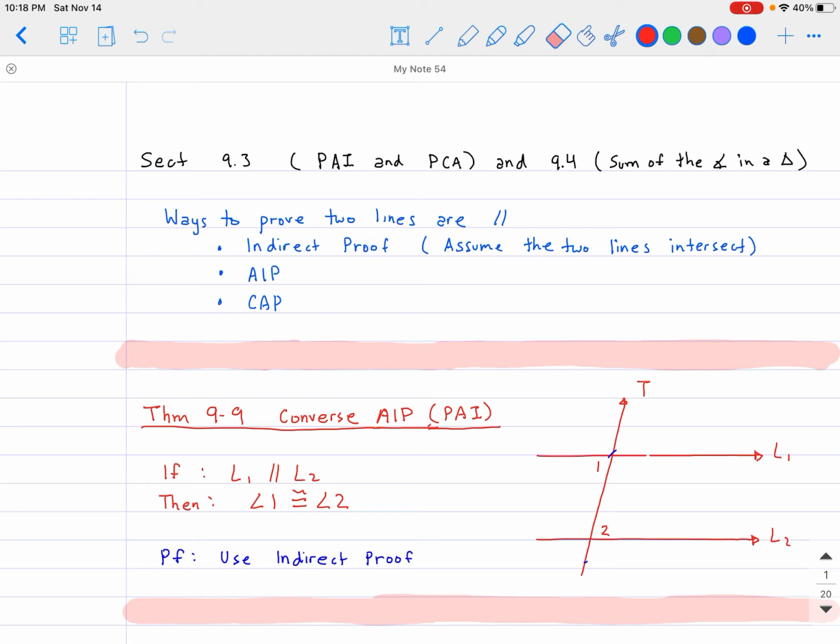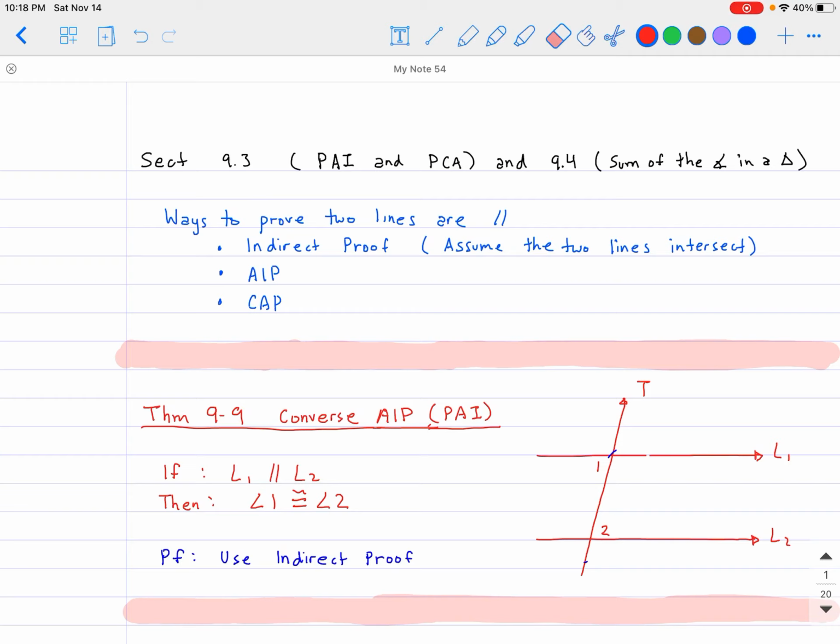Today in geometry, we will be going over section 9.3 and also 9.4, trying to kill two birds with one stone. Figure they're short enough, so why not just go ahead and make one video out of it. So in section 9.3, we will be talking about the converse of AIP and also CAP. So, just kind of flipping the letters around, it's PAI and also PCA.